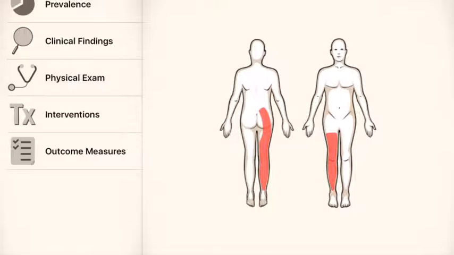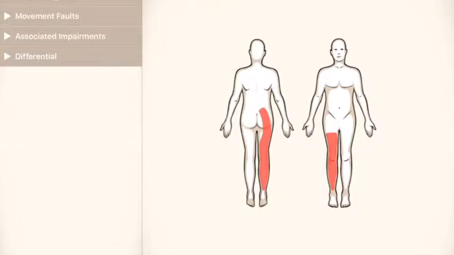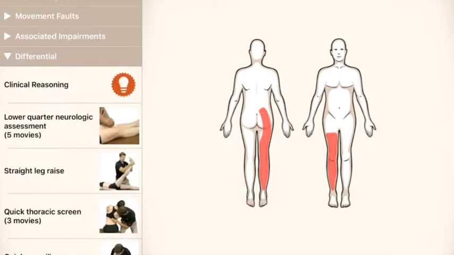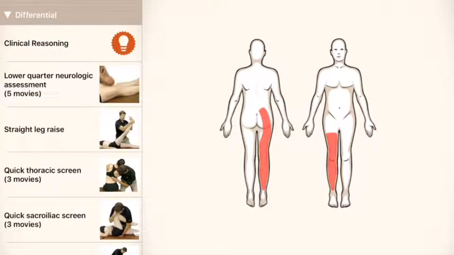Finally, when you go into your treatment, actually let me point out one other thing. In the differential, technically, if it's truly referred leg pain from the disc tissue, there should be in the differential a negative lower quarter neurologic assessment and a negative straight leg raise. This is not a nerve problem, okay?